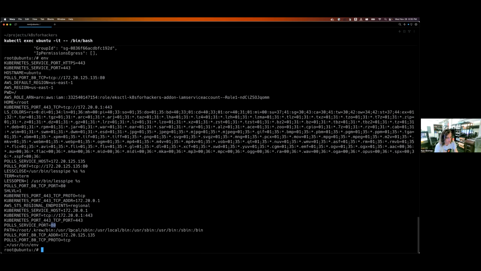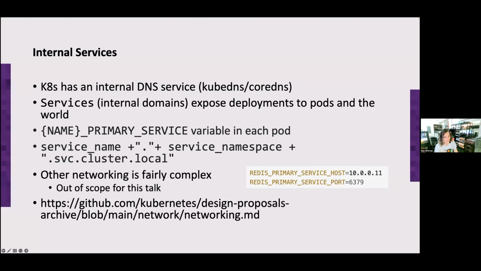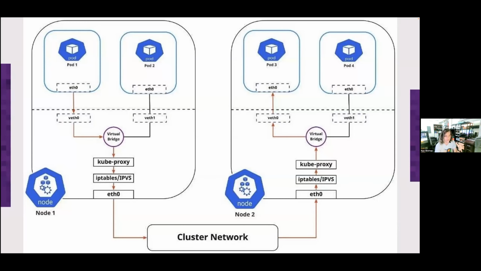An interesting thing to know about this is that it's only going to inject these things for all the services that are in the same namespace. So because polls is the only service within the default namespace, that's all you're going to see. We'll talk about namespaces more later as well. We also won't get too much more into the networking because it can get pretty complex. This is sort of what it looks like.